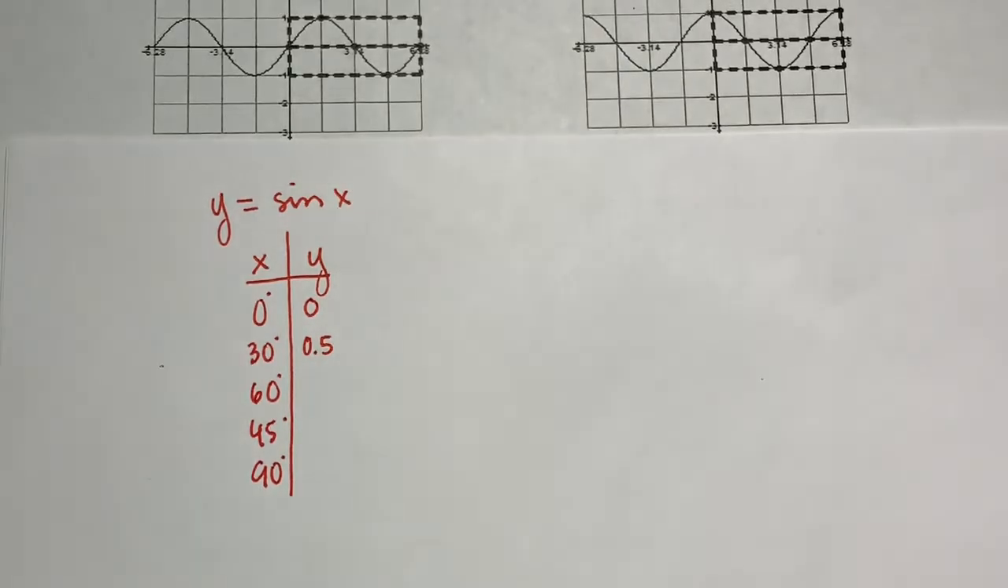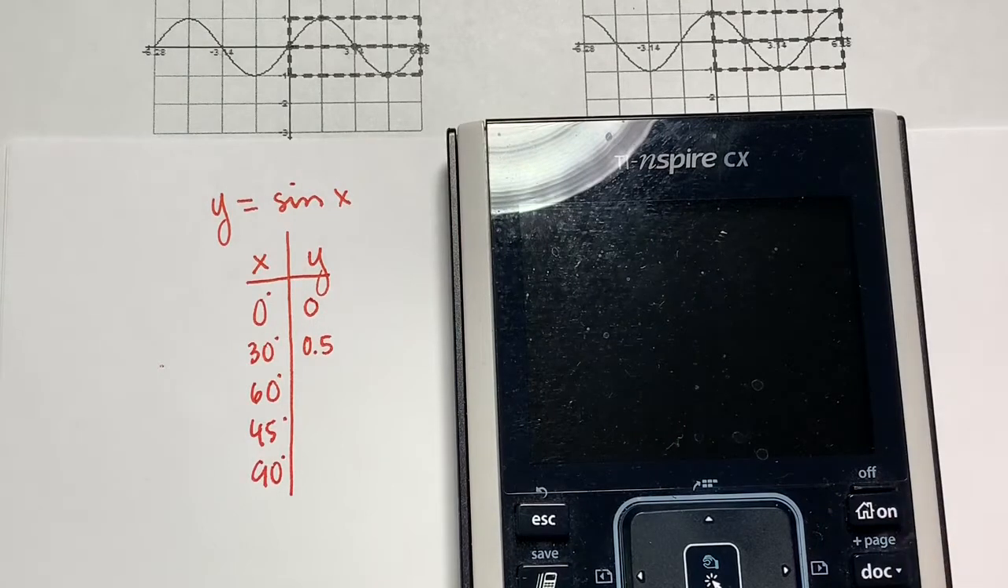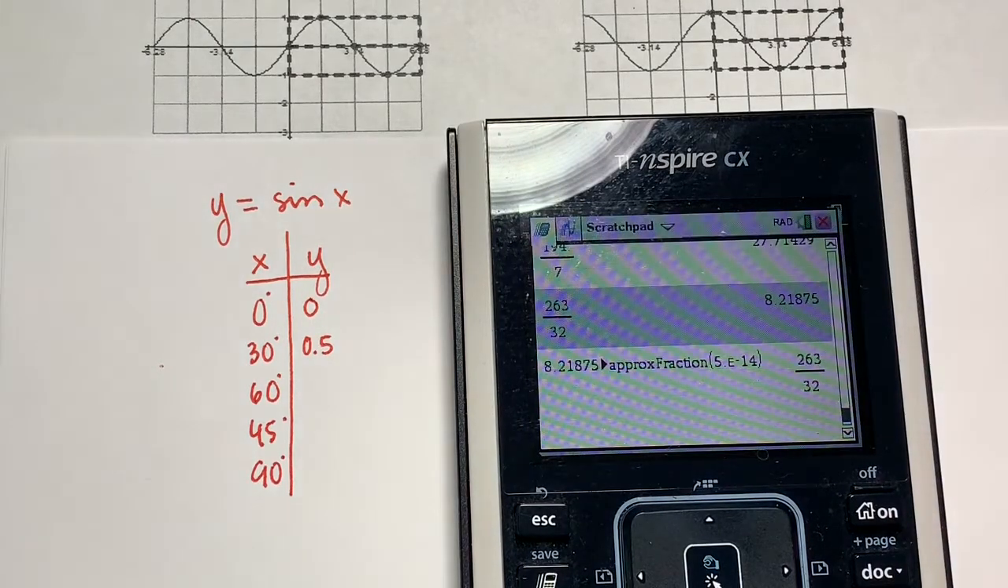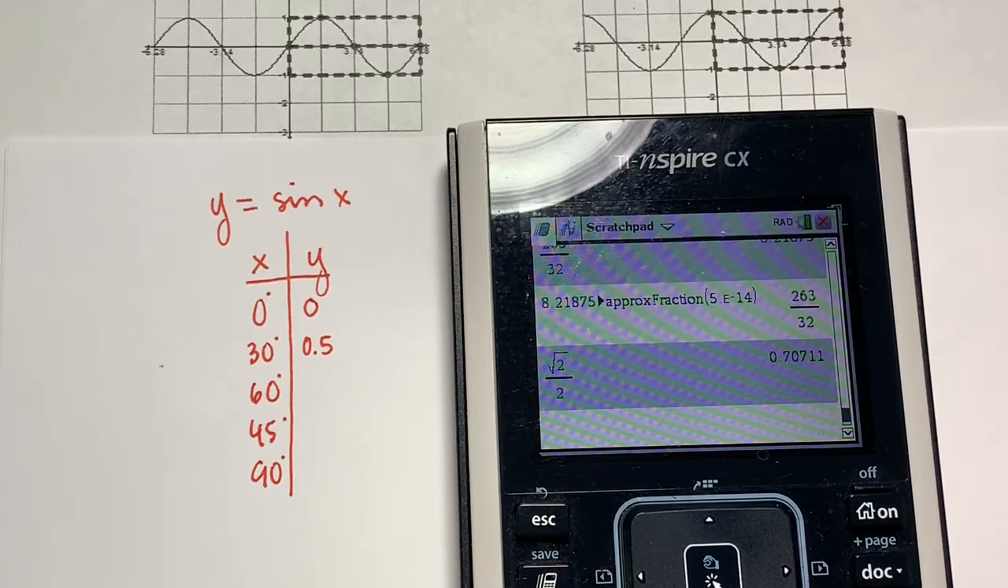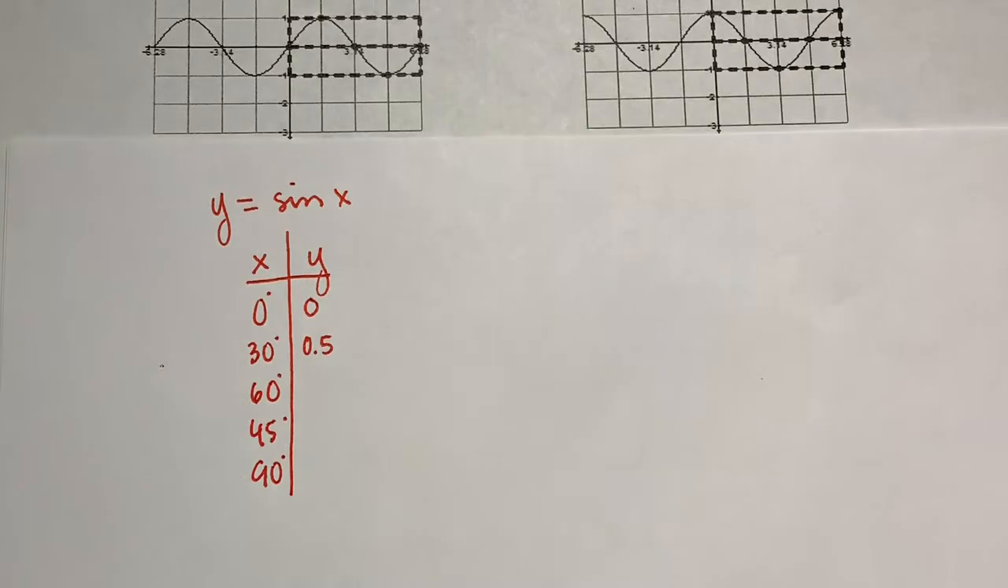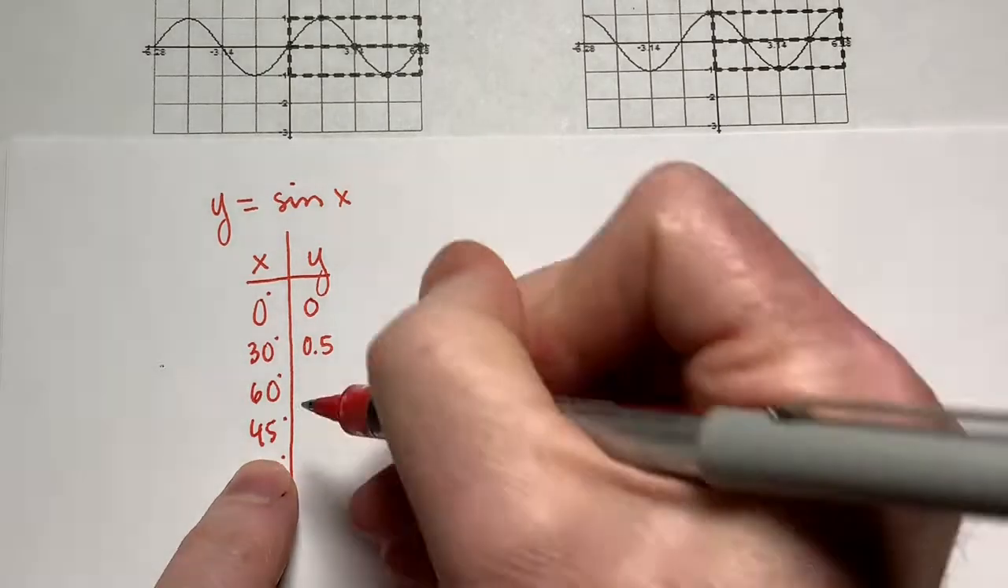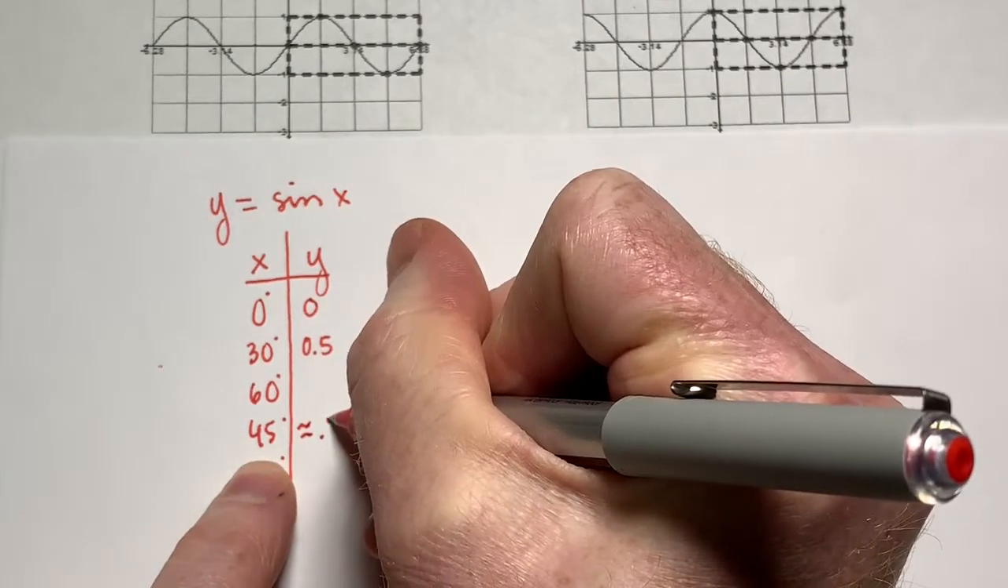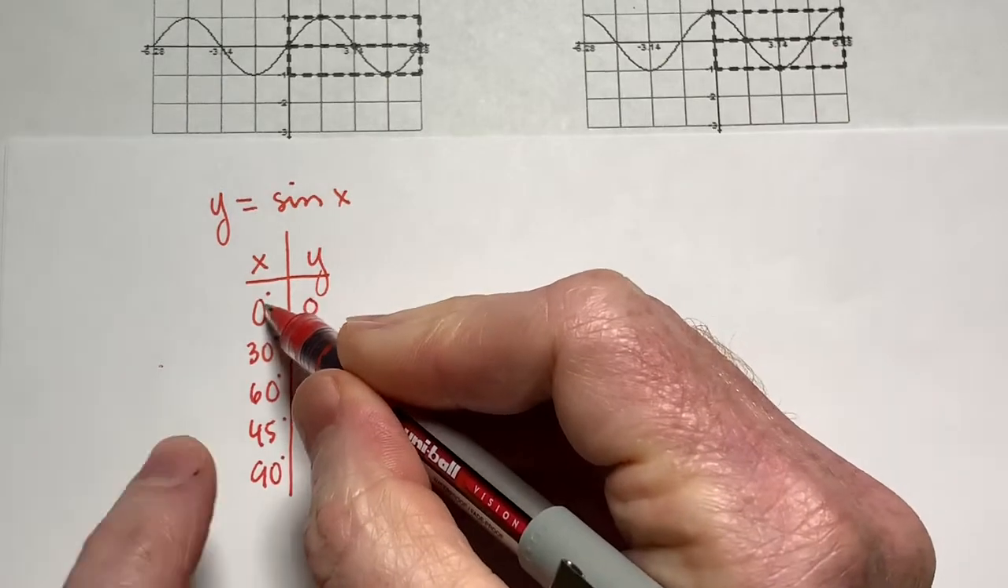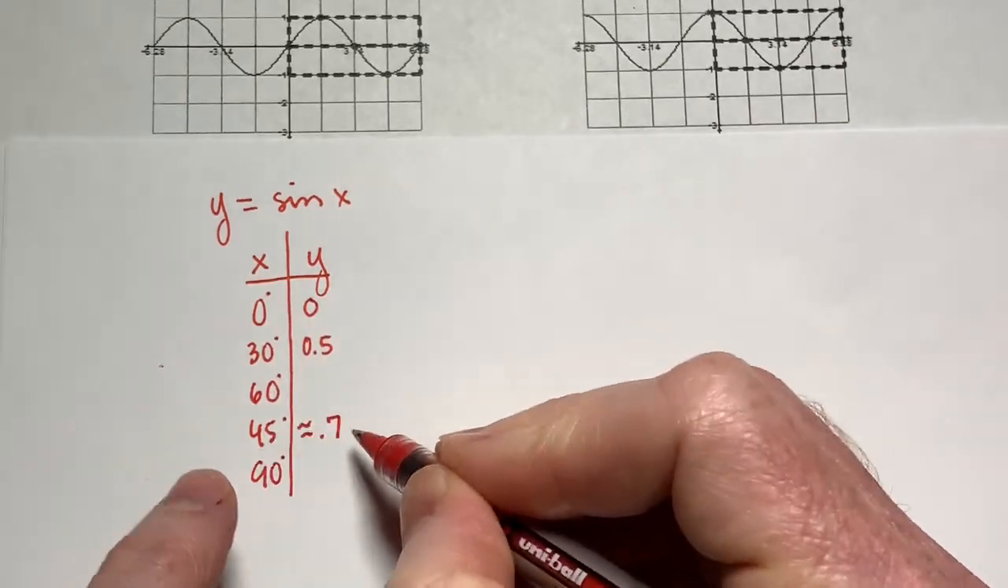Now, since the square root of 2 over 2 doesn't mean a lot to a lot of you, like if I asked you what that decimal is, let me go ahead and show you. The square root of 2 divided by 2 is about 0.707, so I'm going to say it's approximately 0.7. And I should have done these in order, like 0, 30, 45, 60, 90, but bear with me.